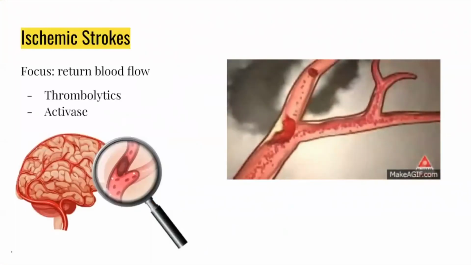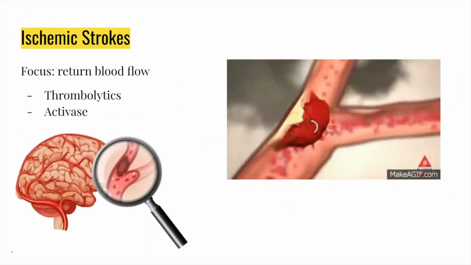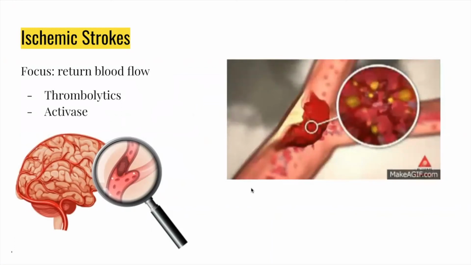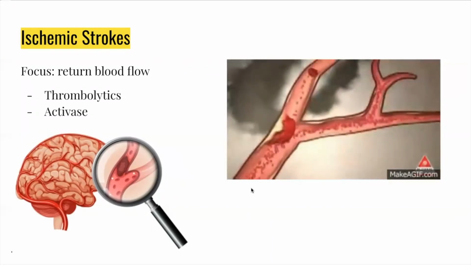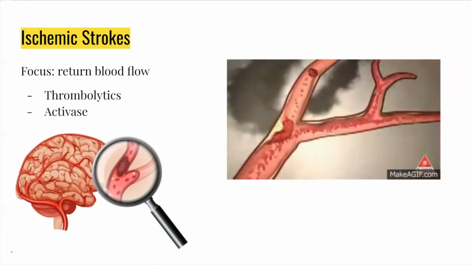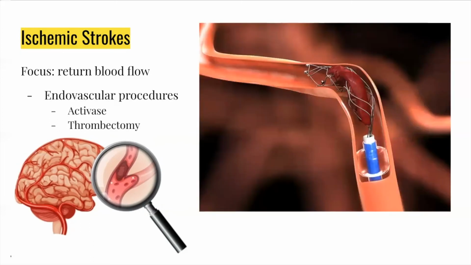For an ischemic stroke, doctors focus on returning blood flow to the brain. Doctors can use intravenous thrombolytics, also known as clot busters, to break up the blockage seen in this video. These are the most effective within 4.5 hours from the start of symptoms. IV injection of a recombinant tissue plasminogen activator called Activase is the gold standard treatment.